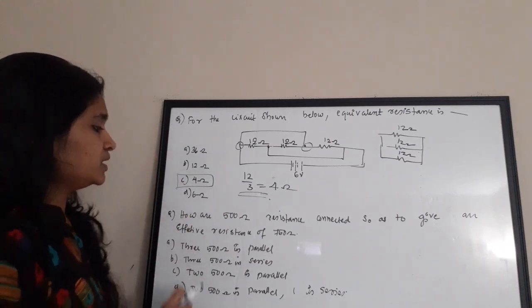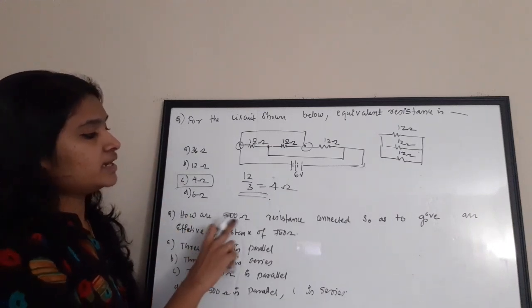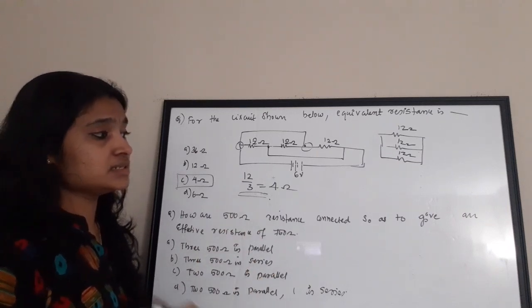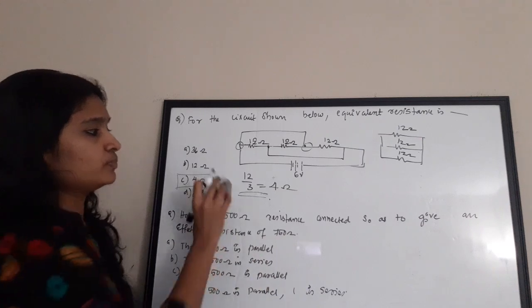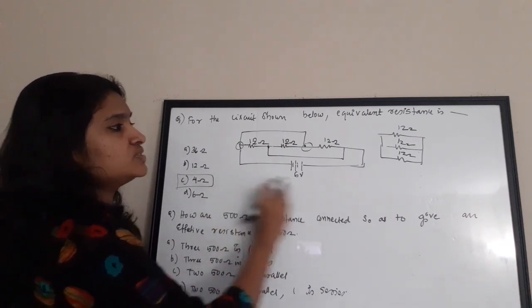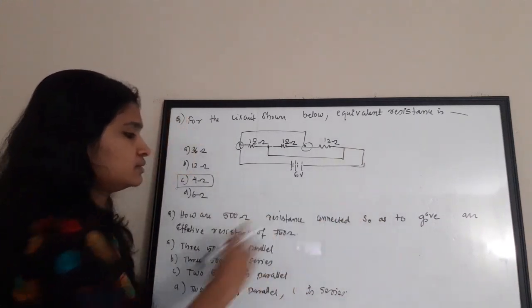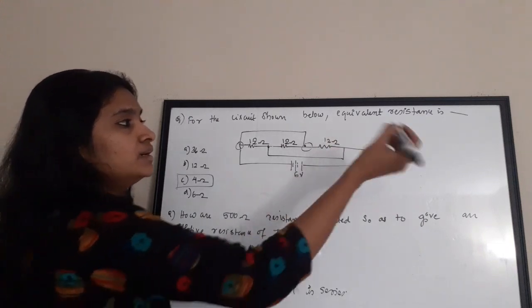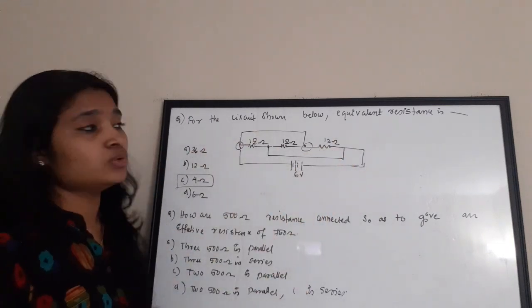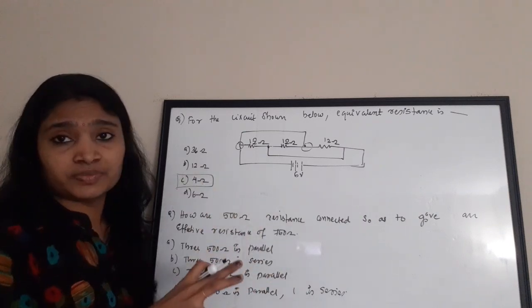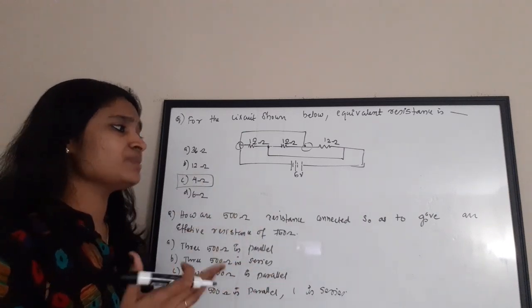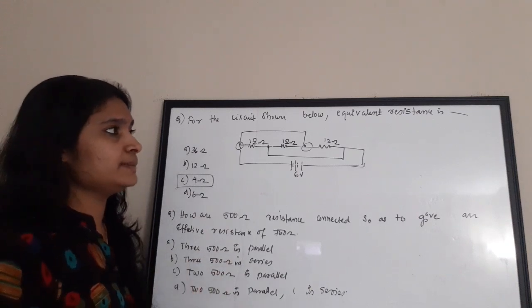Next question. Okay. How are 500 ohm resistances connected so as to give an effective resistance of 750 ohm? Okay, so if you see such a question, that is, you have to obtain some value of resistance with some other resistance, that is by series, parallel connection or a combination of series and parallel.